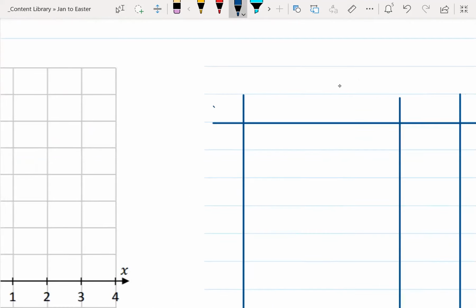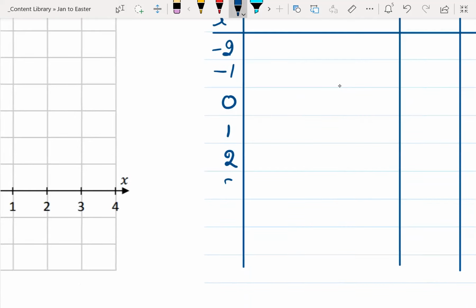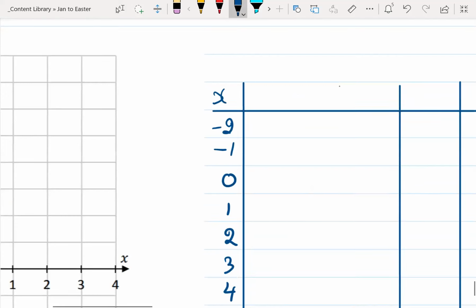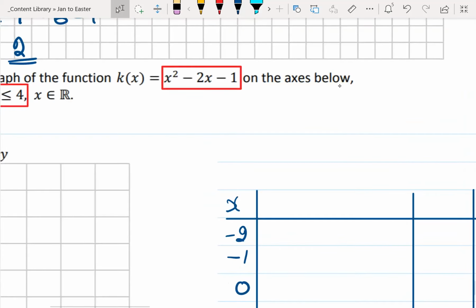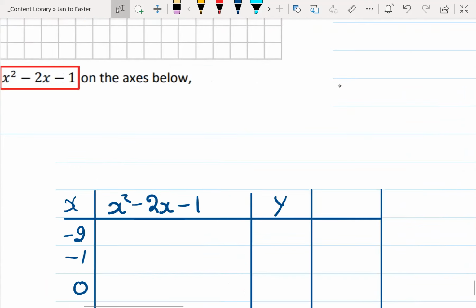So that's our x values, -2 to 4. Our function is x squared minus 2x minus 1. That'll give us our output y, and then we'll combine the x and the y to give us our couples, so we can graph it.